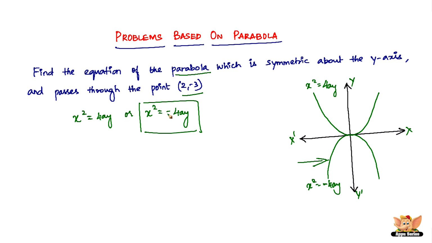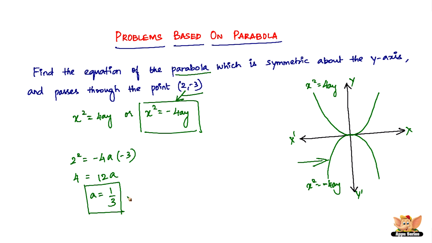Now that we've confirmed it is x square equals minus 4ay, we need a, right? Now, how do you find a? They say that it passes through the point (2, -3). So all we have to do is just substitute (2, -3) in this equation. We get 2 square equal to minus 4a times minus 3. So 2 square is 4, equal to minus 4 into minus 3, which is 12a. So a equals 4 by 12, which is 1 by 3.